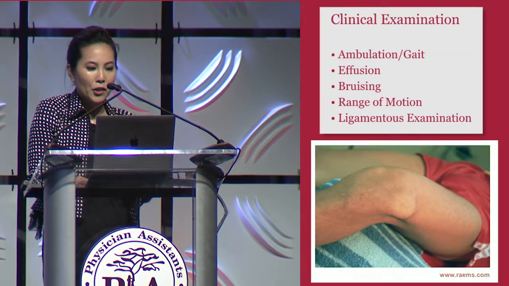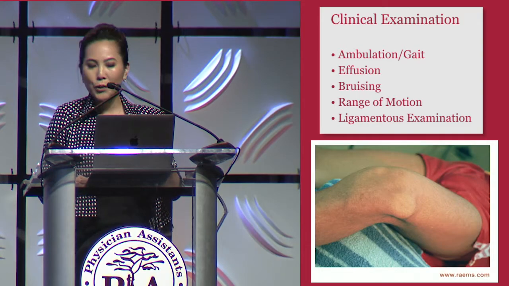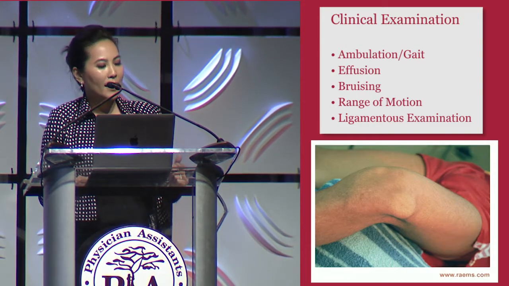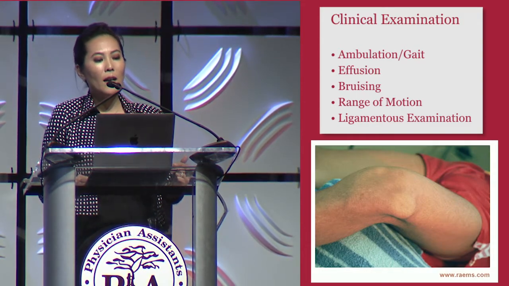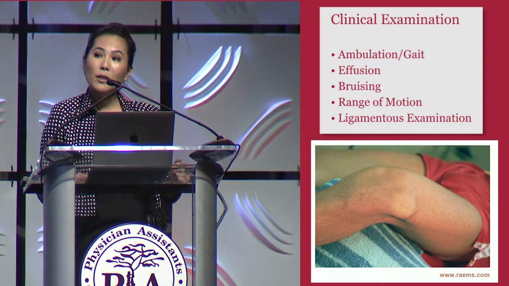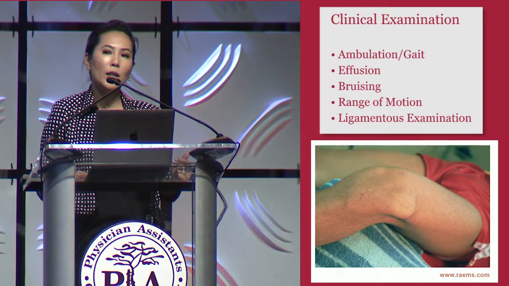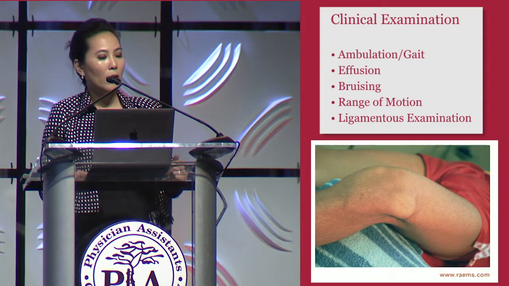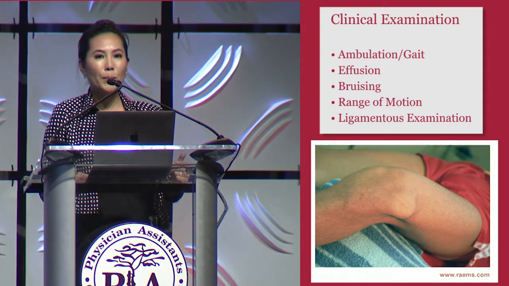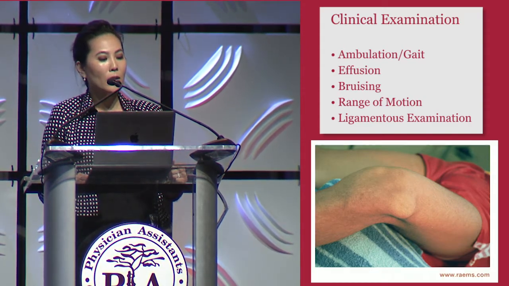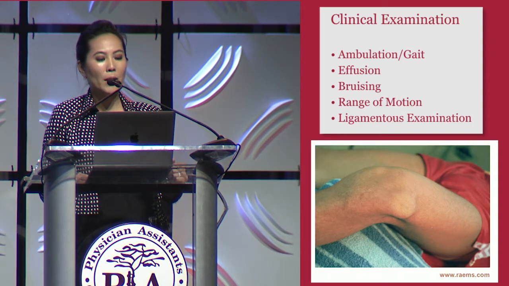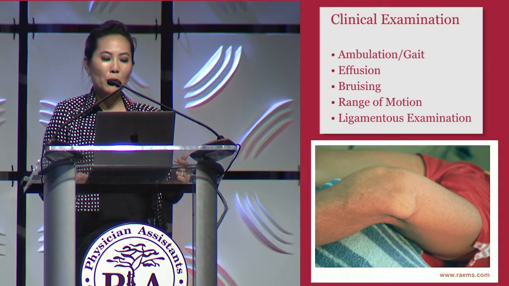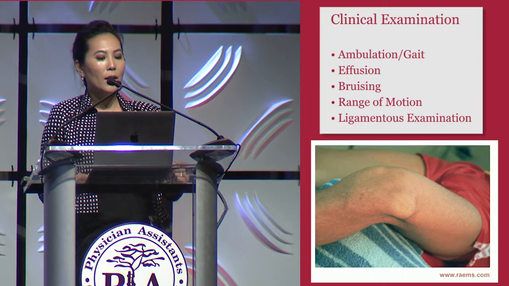For the clinical examination, obviously you would reduce this first. It's important to assess ambulation and gait, and document the presence of an effusion, because that can also give you a sense of what else might be going on. A lot of times if they don't have an effusion, it could be more chronic in onset. Look for any other signs of acute trauma, bruising, and check the range of motion.